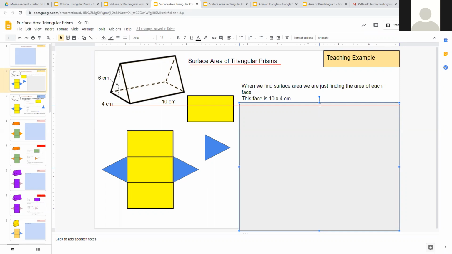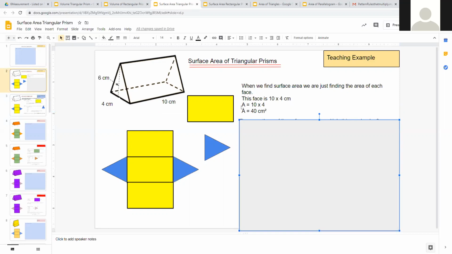And when we're talking about the yellow rectangles, we're talking about the face that is 10 by 4. If you look at it, we can see it's 10 across here, and it's 4 wide. So each rectangle is going to be 10 by 4. Then we would calculate the area of that, just like we did when we were doing rectangular prisms.